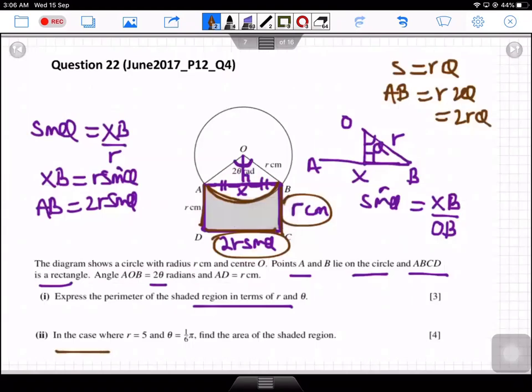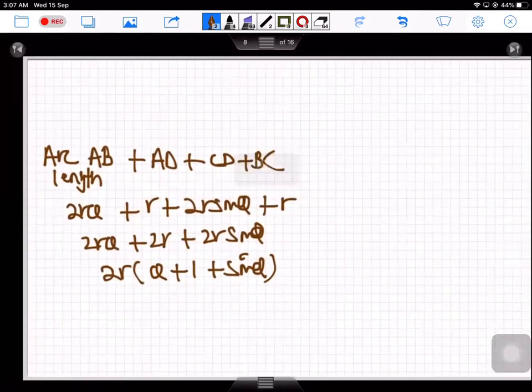The next part is saying that in the case where r is equal to 5 and theta is equal to pi over 6, find the area of the shaded region. Now, in order to find the area of the shaded region, what you want is first the area of this rectangle ABCD, and from that rectangle, you will subtract the area of this segment, which I have just shaded. In order to find the area of the rectangle, this is so simple.